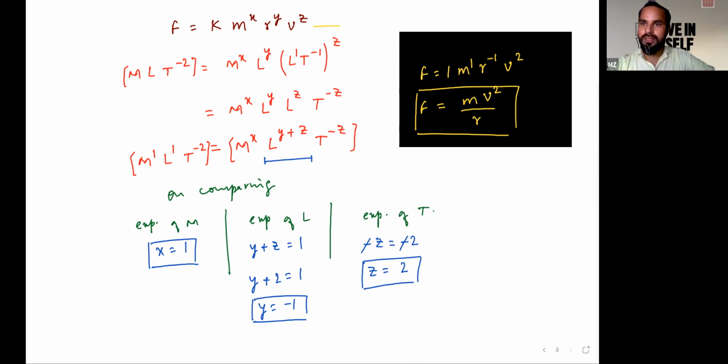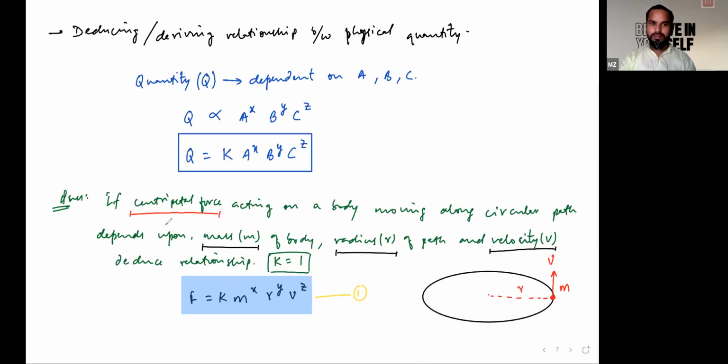Let me explain once again how I've derived this whole part. First of all, in the question, they would give on which quantities the given quantity depends. Suppose we have to derive centripetal force, which depends on mass, radius, and velocity. On the basis of this information, first define a formula like the expression we initially wrote. On the basis of this, we have derived a relationship.